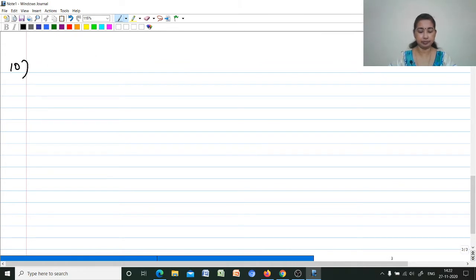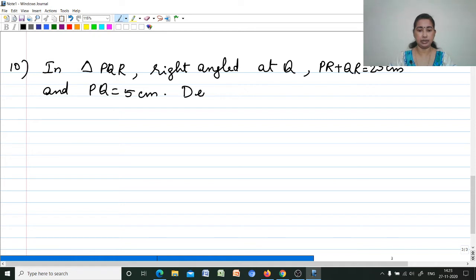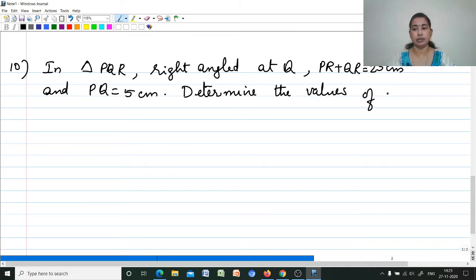Now the next one, question number 10. In triangle PQR, right angled at Q, PR plus QR is equal to 25 centimeter and PQ is equal to 5 centimeter. Determine the values of sin P, cos P and tan P.